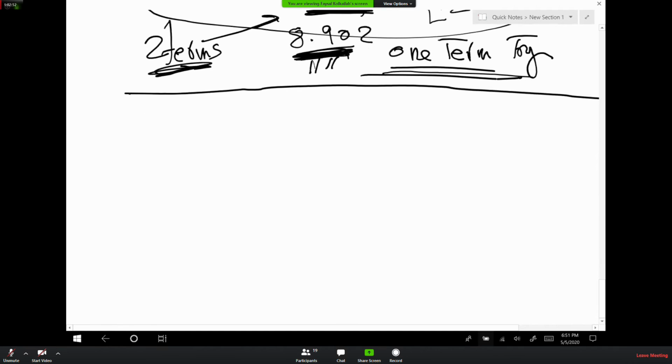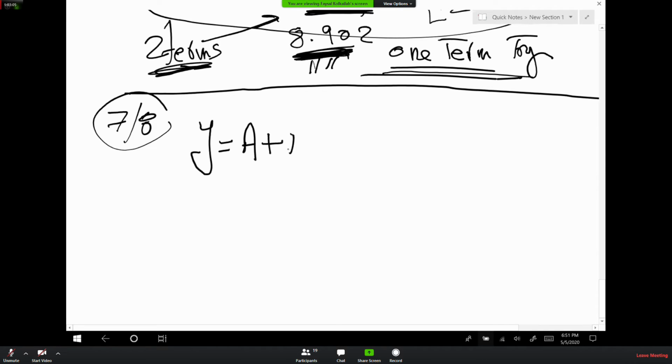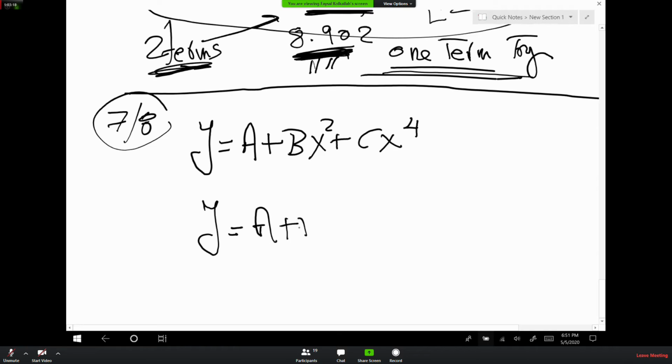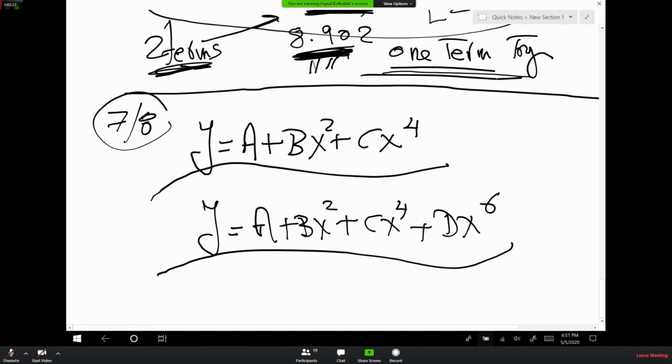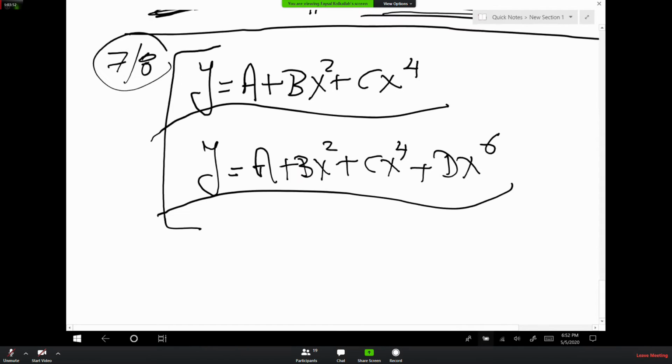But for the same problem, here are numbers 7 and 8. Practice this for me. Y is A plus BX squared plus CX to the 4, and Y equals the same problem, A plus BX squared plus CX to the 4 plus DX to the 6. You remember what we just did? We did the same problem using a trig by assuming delta Y one time and by assuming Y the second time. But here, I'm assuming Y for the same problem, but I'm assuming a polynomial function.